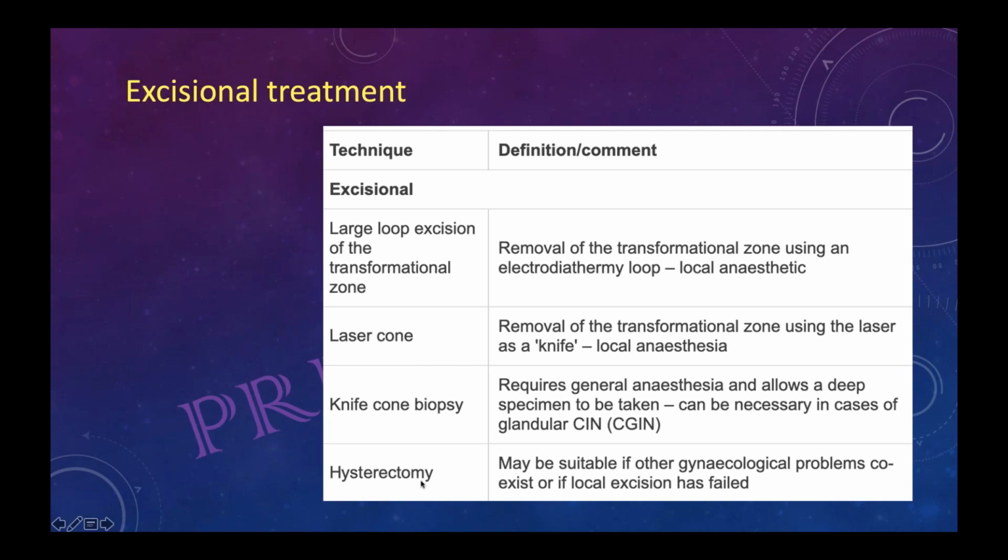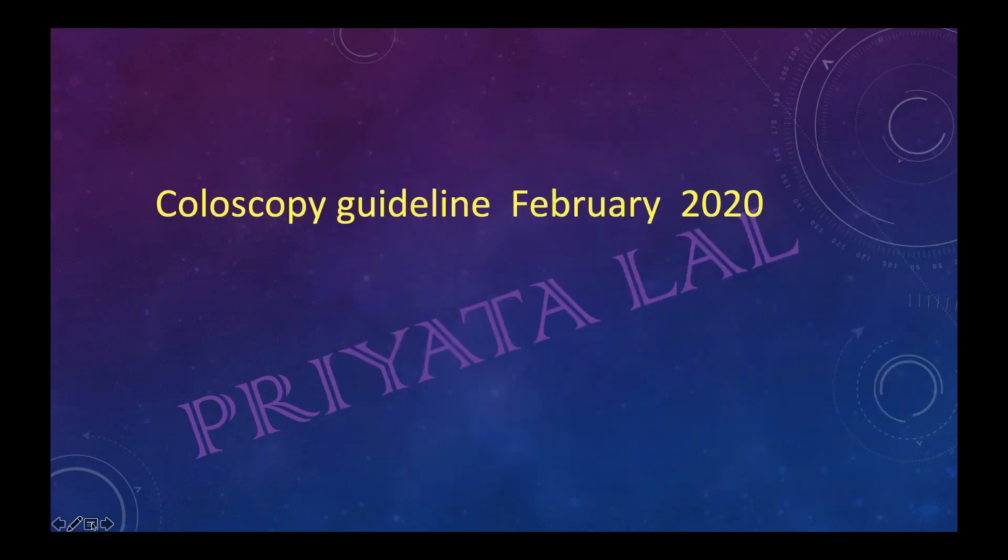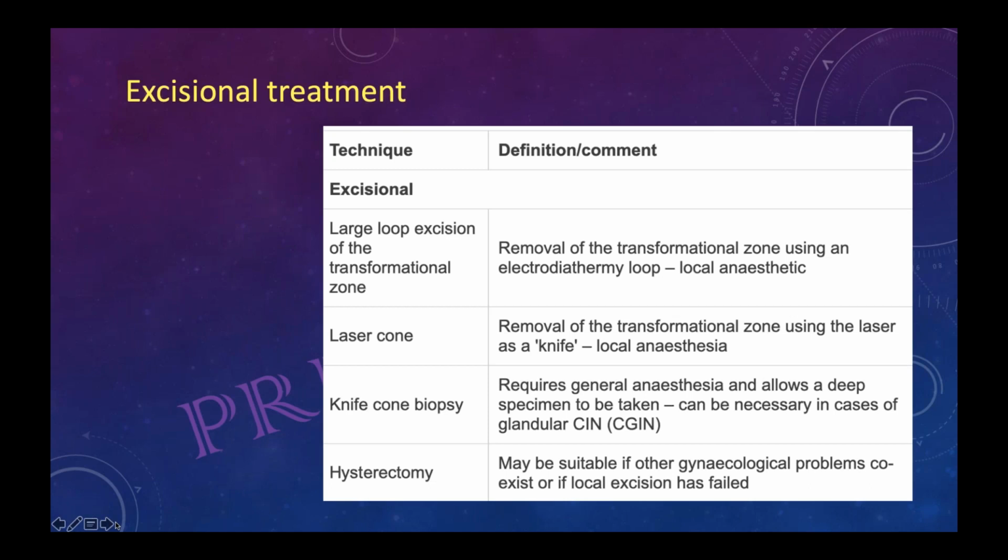So this part is important. You should know what is excisional treatment, and this is again from the strategy. This slide is important because it can again come in your exam. And for part 3 people also, they have to give options to their patient, so you should know this. Now, this is all about the basics of colposcopy and also the basics of treatment. Now, I'm going to move to the new guideline.